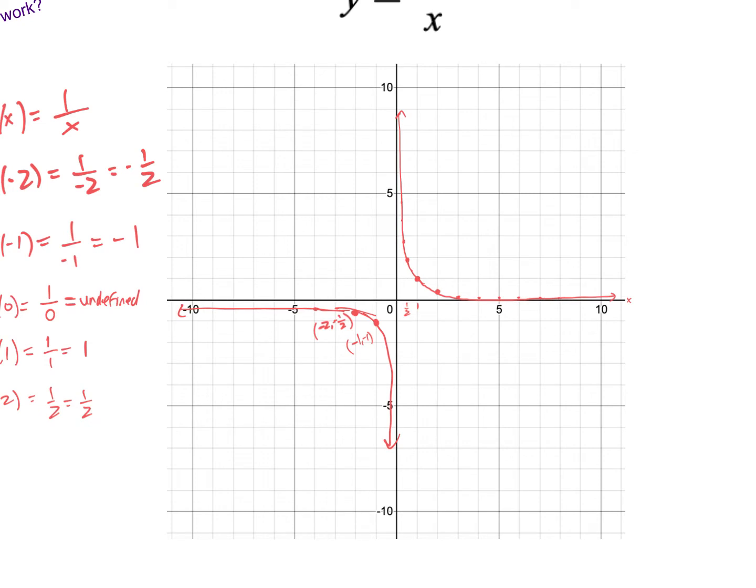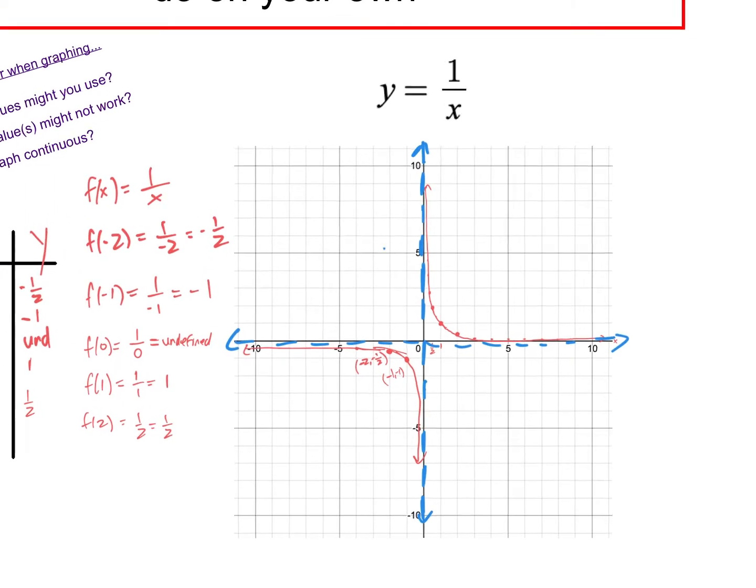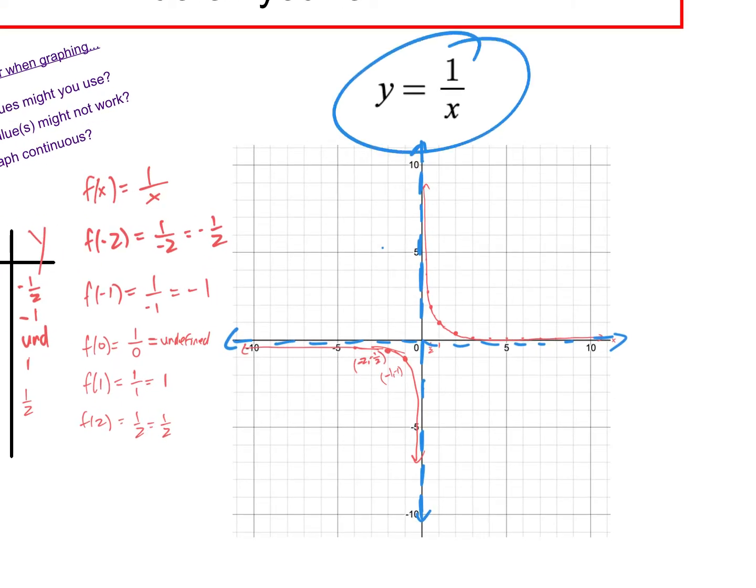So if we go back up to that previous slide, we can actually draw on some asymptotes. I'm going to draw my asymptotes in a different color, and asymptotes are imaginary lines, something that the curve doesn't touch. So we're going to draw them as dotted or dashed lines. I'm going to draw those over the x and y axis, okay? And this is for the graph of y is equal to 1 over x.